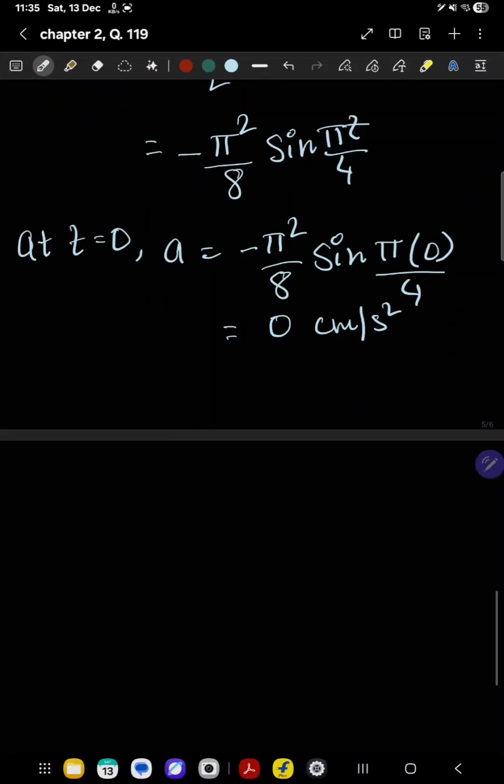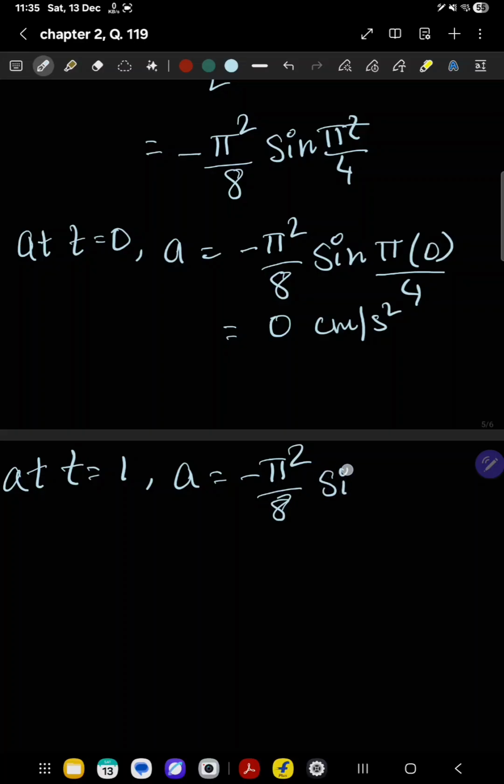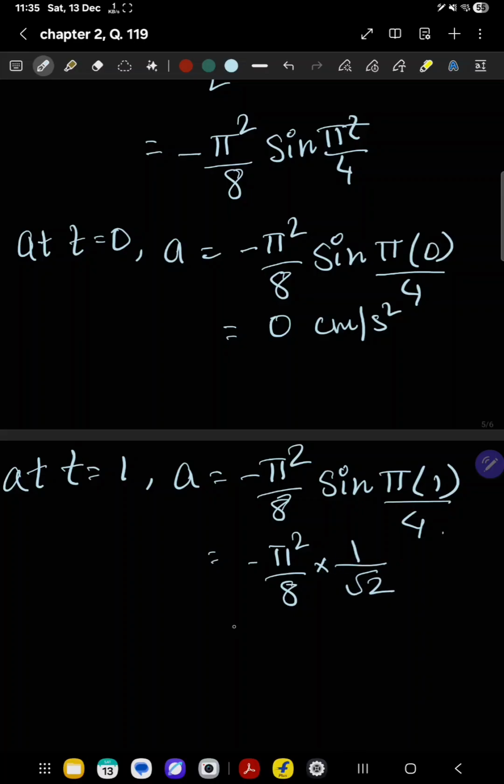Now at t equal to 1, we can put it as minus pi square by 8 sine pi into 1 by 4, which is minus pi square by 8 times sine pi by 4, which will be 1 by root 2. Now solving this, we will get the value as minus 0.873 centimeter per second square.